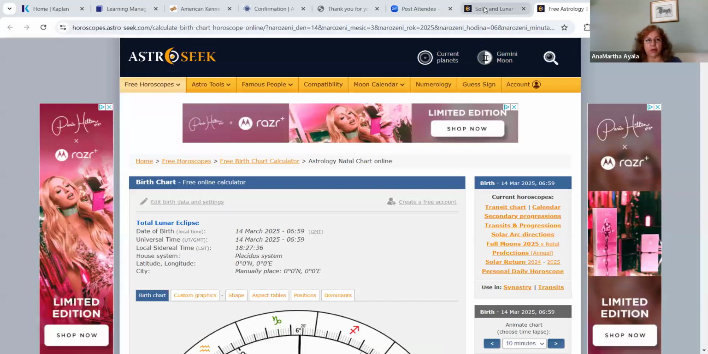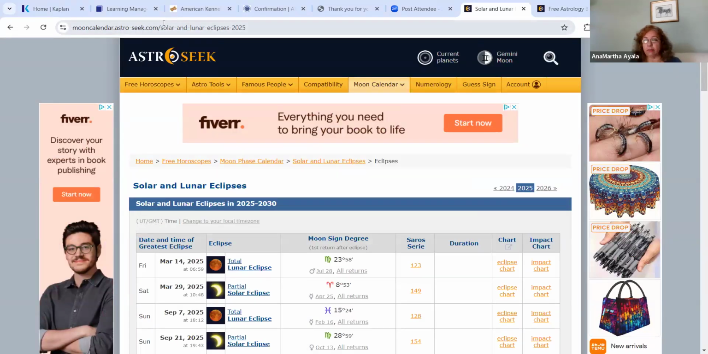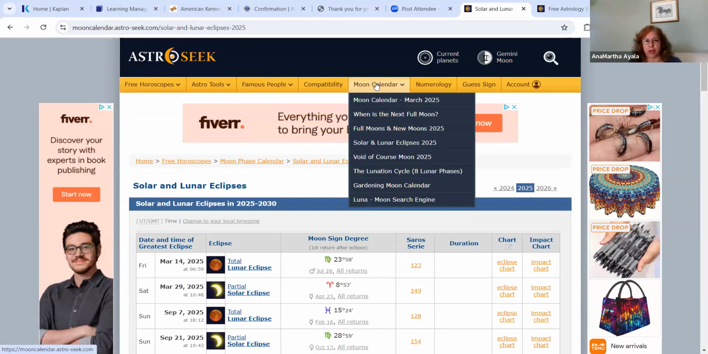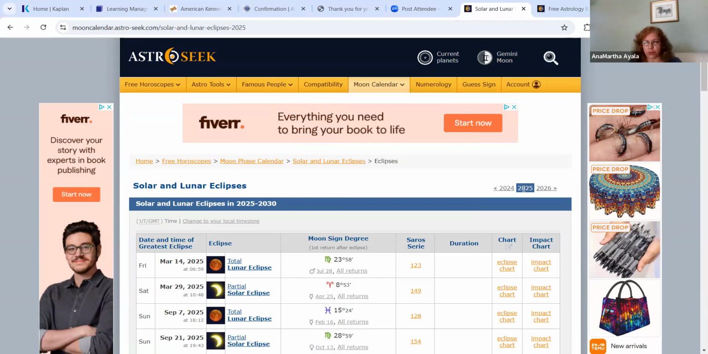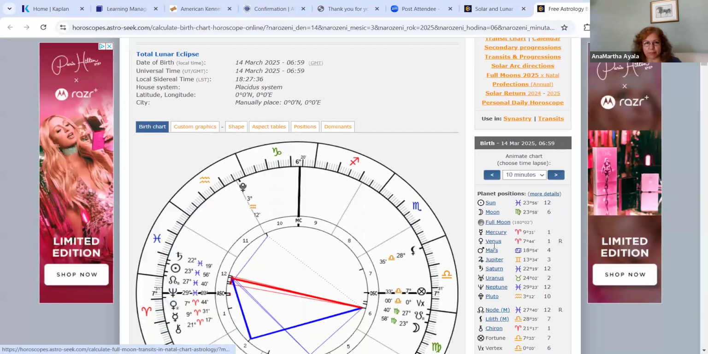Now, what I wanted to do first is to show you the chart. What I do is I go on astro-seek.com, and then you pull down this menu, and here it shows you all the full moons, all the new moons, and the solar eclipses. So this is where I'm at. Solar eclipse for 2025. I click on the eclipse chart, and then this is what comes up.